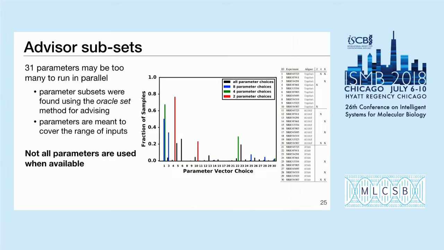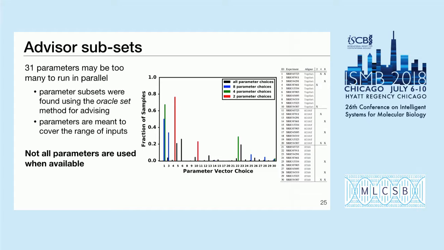So what we did was we came up with sets of 2, 4, and 8, which are sort of the common number of cores that you might have in a machine. And the sets are here in this table, but what I'm showing here in the chart is the parameter choices that we had, so 31 things, and the frequency that they're used in the SRA training set. A couple features stand out, and one is that not all parameters are ever chosen, which is interesting.